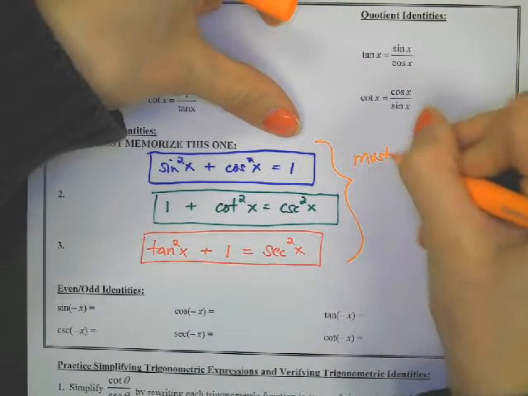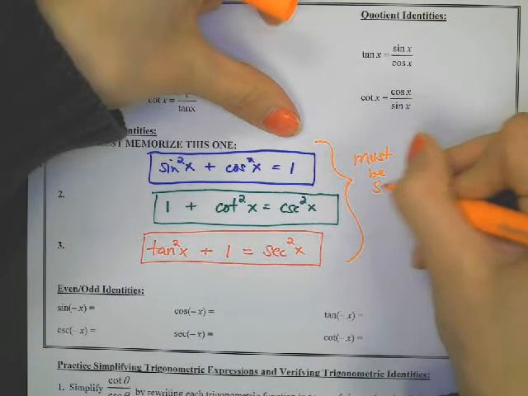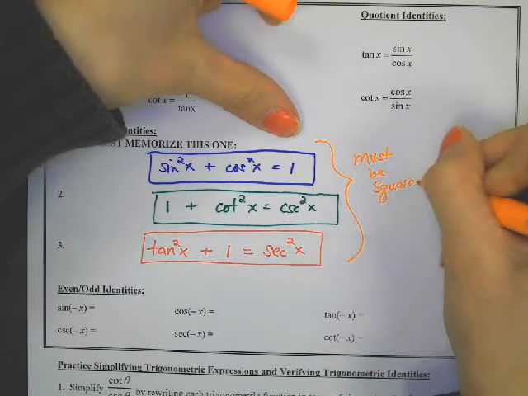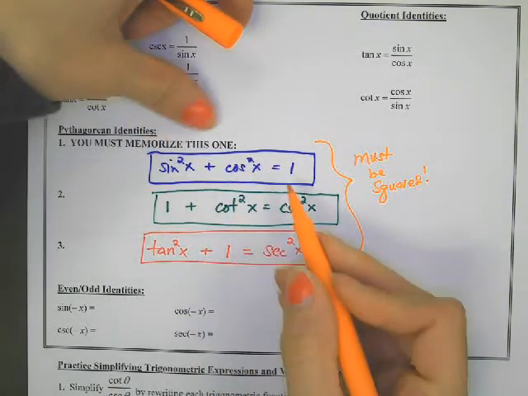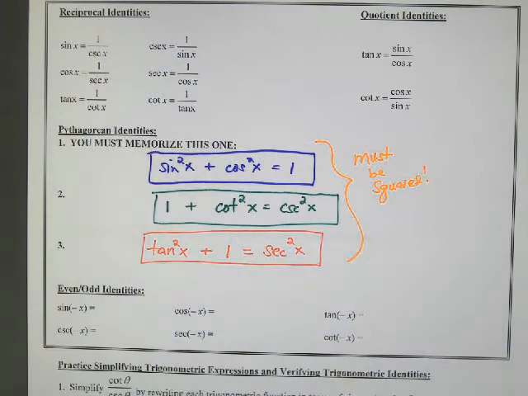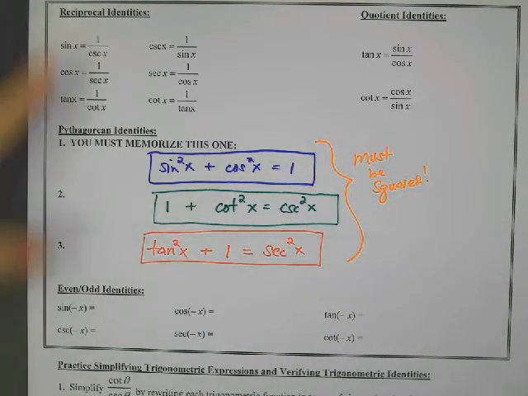They must be squared. Sometimes people ask me, if I see a sine plus a cosine, can I just replace that with a 1? And the answer is no, they must be squared.